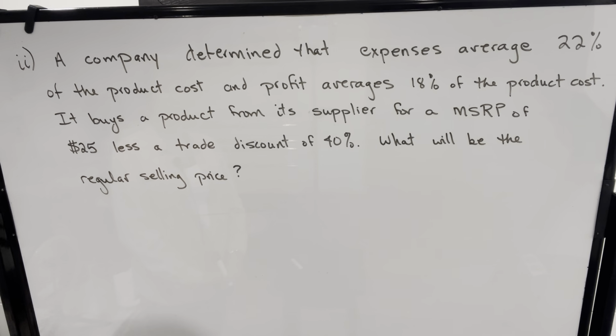Next example, a company determined that expenses average 22% of the product cost and profit averages 18% of the product cost. It buys a product from its supplier for a MSRP, manufacturer suggested retail price, of $25 less a trade discount of 40%. What will be the regular selling price?